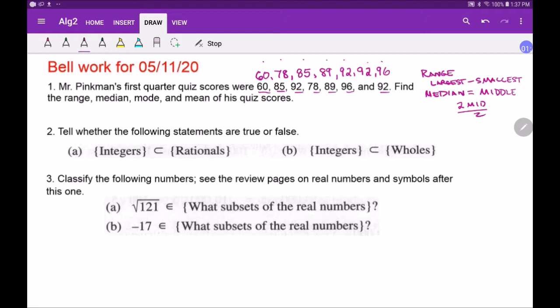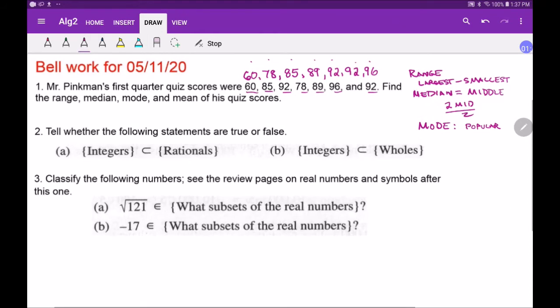I'd find the average. The mode is the one that shows up the most. It's popular, most popular, and you can have more than one mode. And the mean. The mean is where you add up, and I was referring to it here, I was taking the average, where you add up and you divide by the number of things that you have. In this case, 7 here.